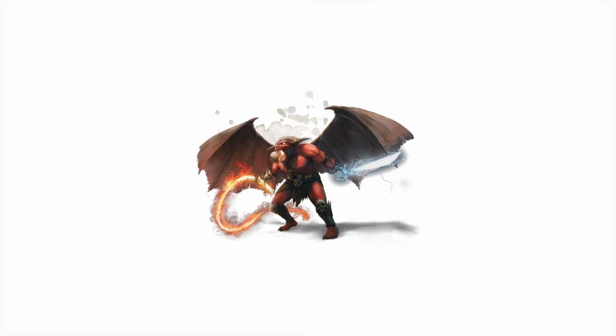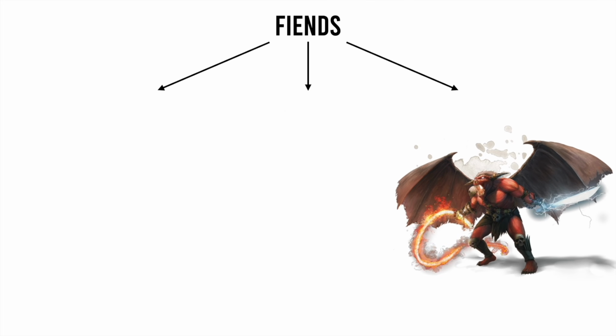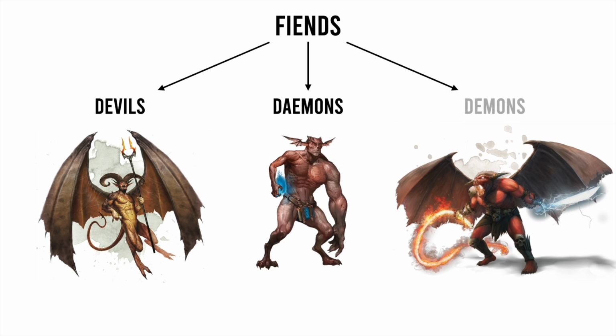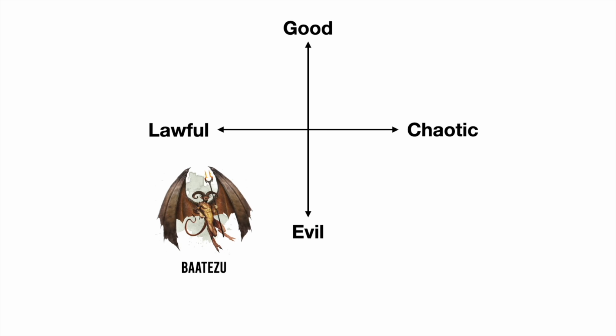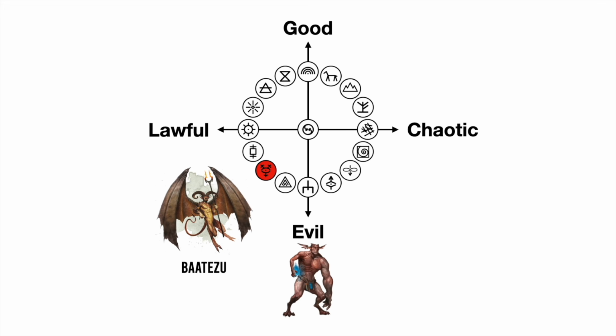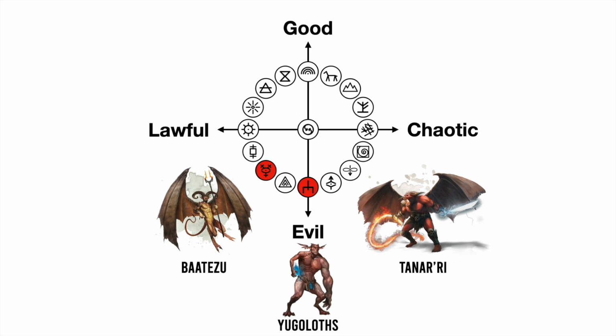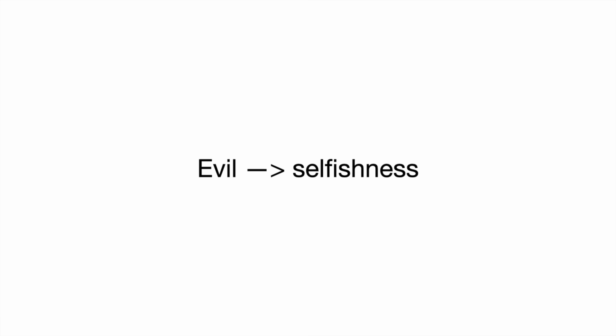Demons belong to a larger group of creatures known as fiends. There are 3 main kinds of fiends: devils, daemons, and demons. Devils, also known as Baatezu, are lawful evil and are native to the 9 Hells of Baator. Daemons, more commonly known as Yugoloths, are neutral evil and are native to the Grey Waste. Demons are chaotic evil, native to the Abyss. Before, I said that being evil is about selfishness, not necessarily about enjoying causing harm to others.